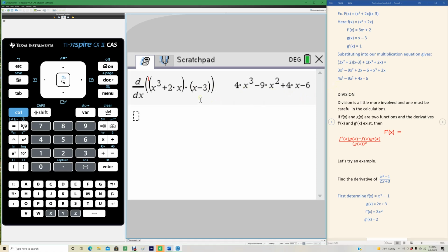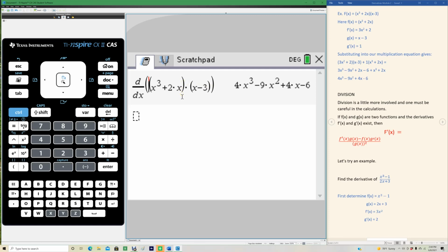I do have to warn you, when you do use the calculator to do this, you must make sure you have an extra set of parentheses around the entire expression. Otherwise, it doesn't know that you're taking the derivative of the entire expression. It just thinks you're taking the derivative of the first factor.